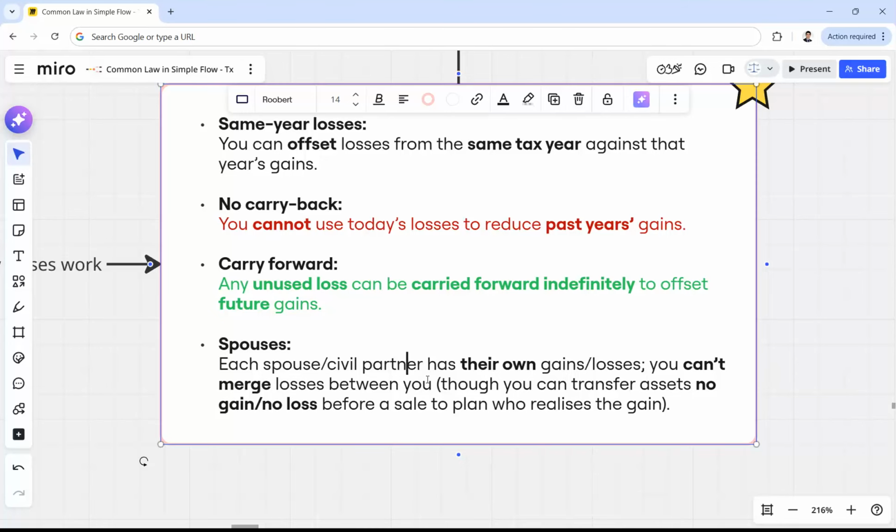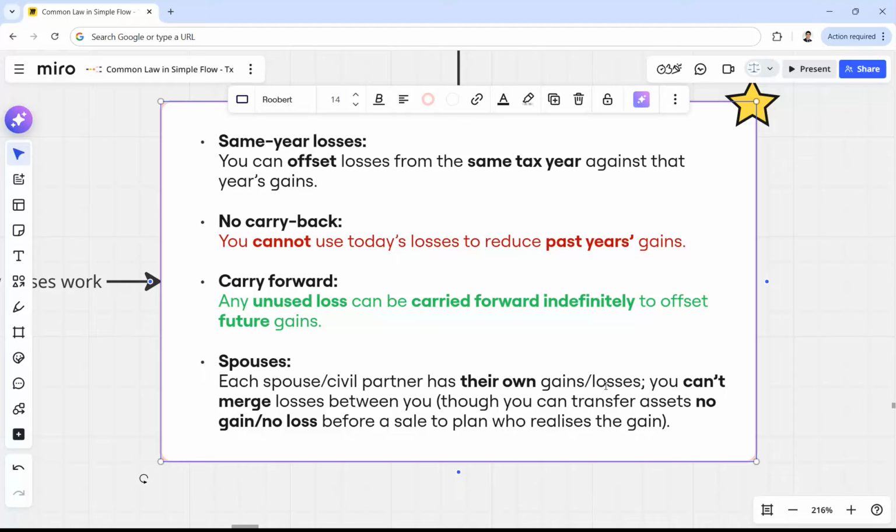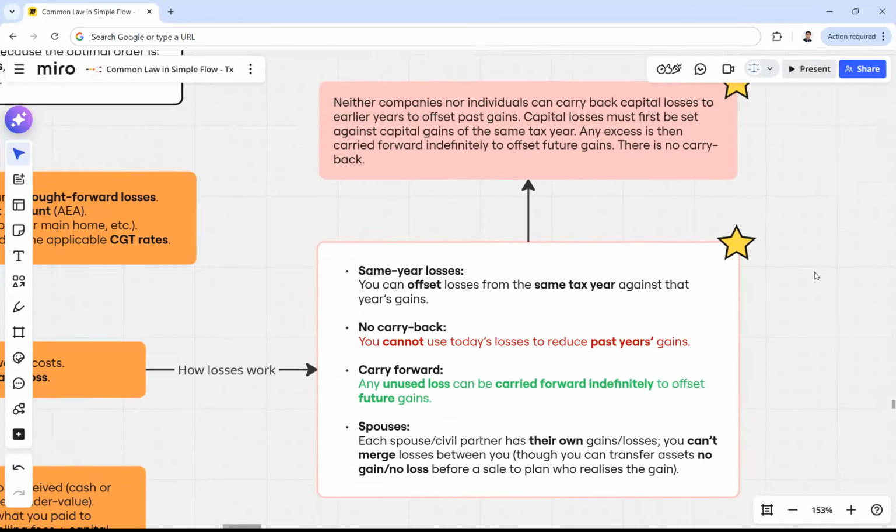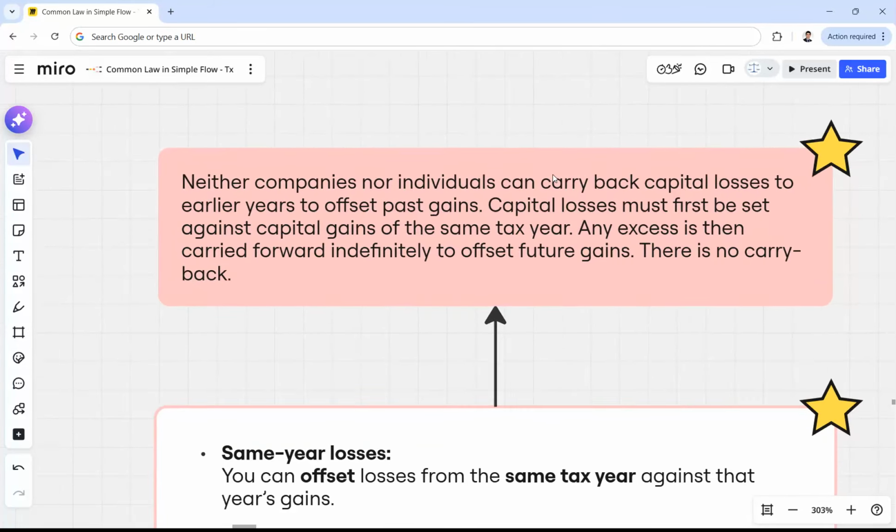Spouses. Each spouse, civil partner, has their own gains and losses. You can't merge losses between you. Though you can transfer assets, like half of your assets, no gain, no loss, before a sale to plan who realizes the gain. So you can split an apartment into parts, like make an equitable owner, or your partner, and you will split the capital gain or loss.